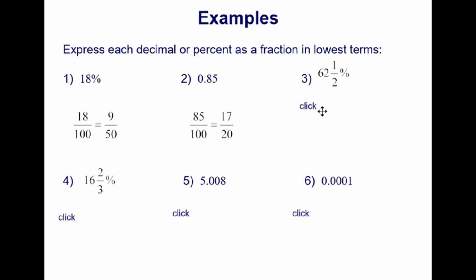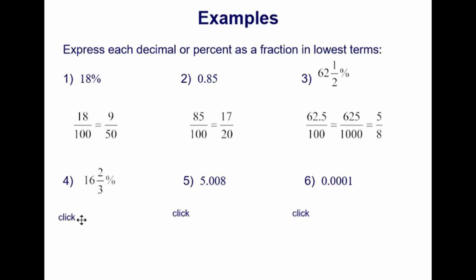Here we have 62 and 1/2%. Again, a percent can be written over 100. 0.5 is the same as 1/2, so we're making that decimal 62.5 over 100, but we don't usually have decimals within fractions. So in order to get rid of the decimal, we're multiplying top and bottom by 10 to get 625 over 1,000, which we can then divide top and bottom by 125, and that would equal 5 over 8.